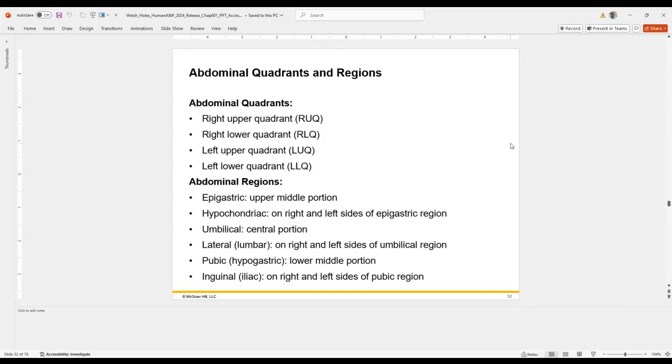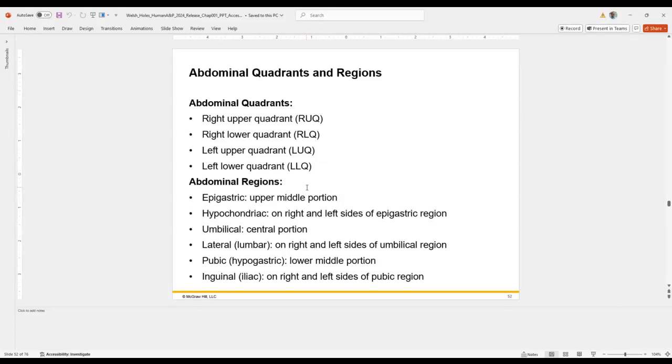Now, doctors will often ask you where you hurt, or they may try to hear certain noises in certain parts of your abdominopelvic areas. And so we have special terminology for those different parts. If it's more broad, if we just divide the abdominopelvic area into 4 parts or quadrants, we will use abdominal quadrants: right upper, right lower, left upper, left lower. So you just write out RUQ, RLQ, LUQ, LLQ.